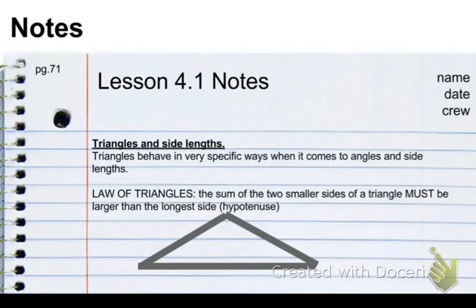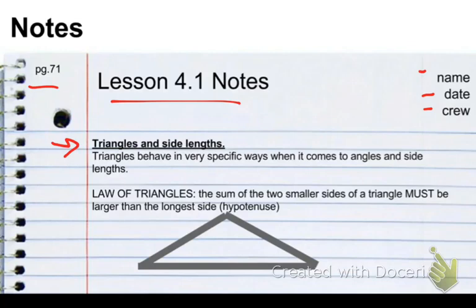Alright, here's your notes for today. We want to make sure we have the lesson, the page number of 71, and a name, date, and crew. And we want to put in, for our first heading, triangles and side lengths. Okay, triangles and side lengths.